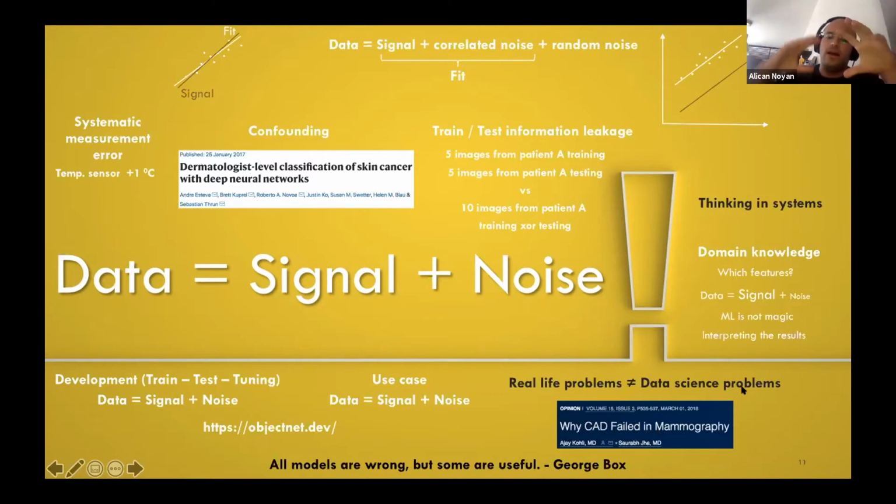Real life problems are not equal to data science problems. In real life, we have high level problems to solve, like we want to improve patients' lives. This is not a data science problem. We convert it to a data science problem, like, okay, I want to detect this in mammography. But when you do this conversion, again, you make assumptions. So you need to validate those assumptions. You need to test.